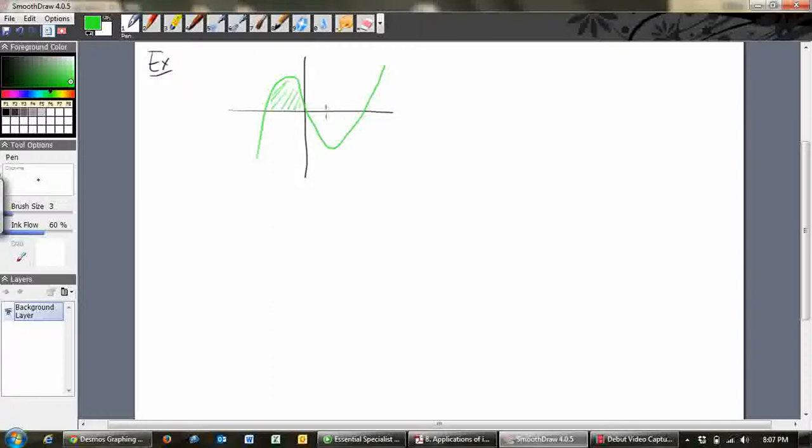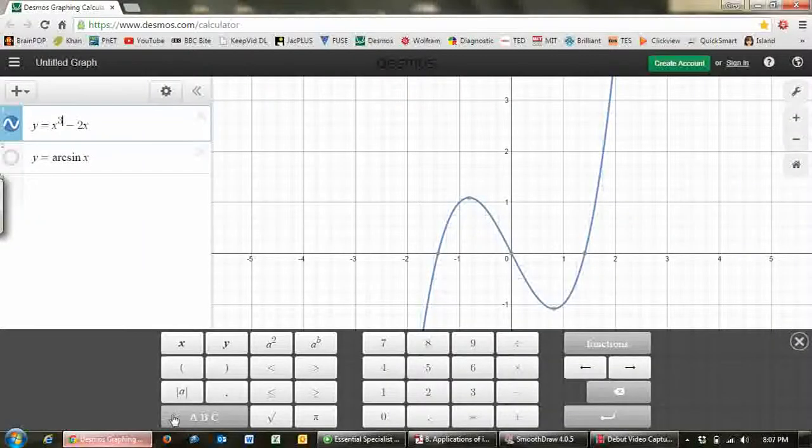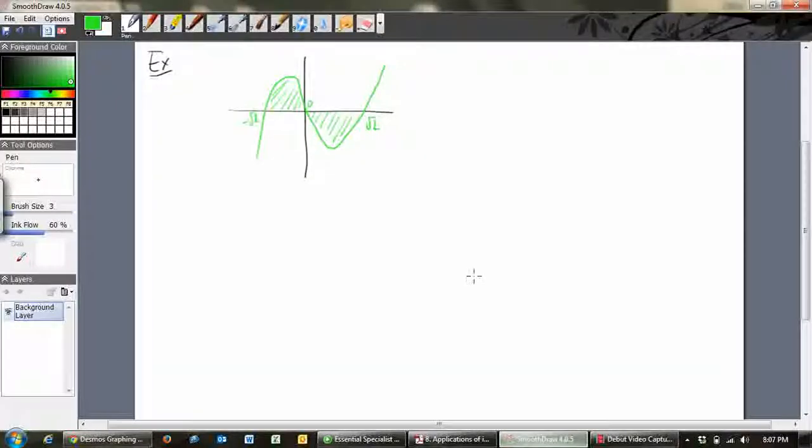Let's find the total of this area plus this area here. And that's root 2 there, and that's negative root 2. And it crosses at the origin. And what was the function again? I've already forgotten. It was x cubed minus 2x. So the function there, f(x) equals x cubed minus 2x. Okay, so what will this area be? The area will be this area plus this area.